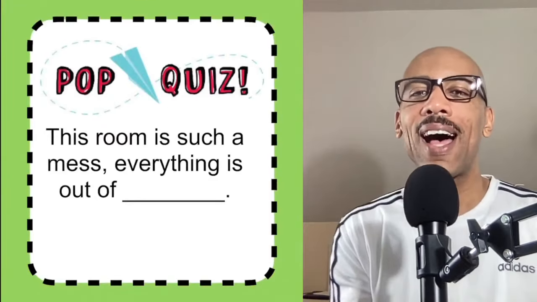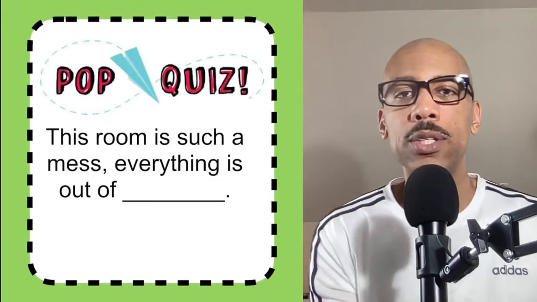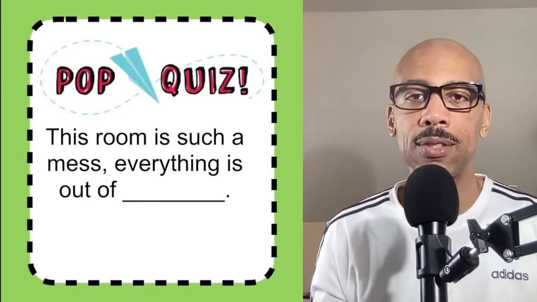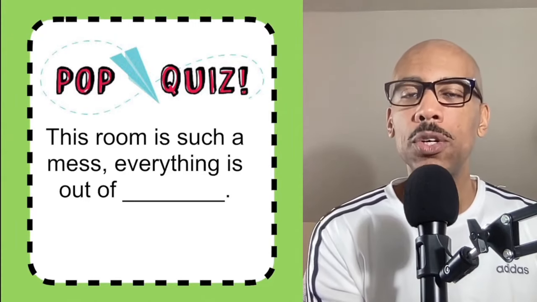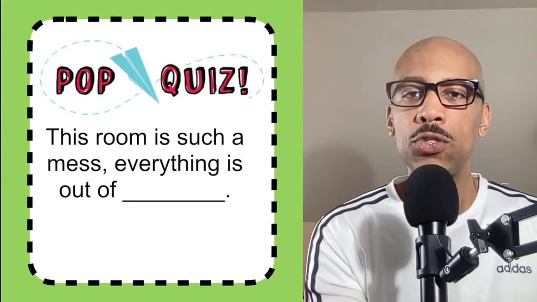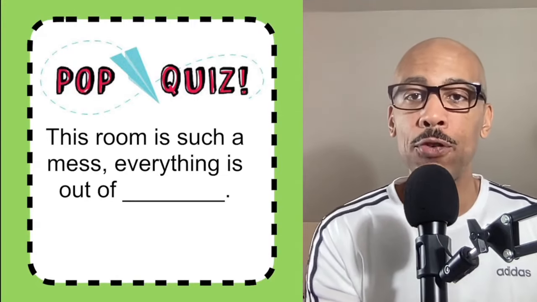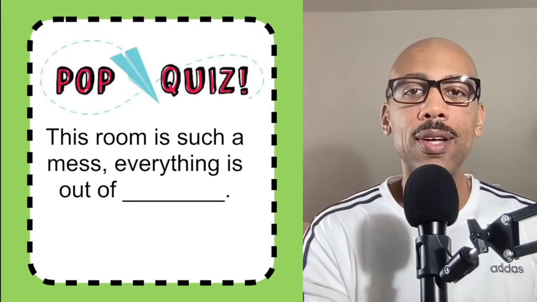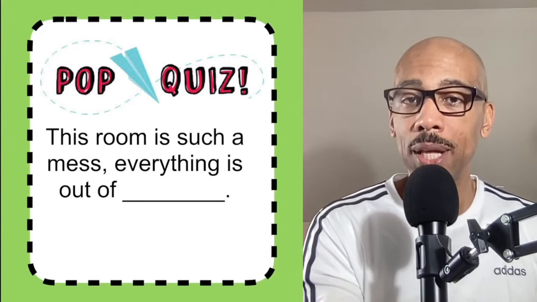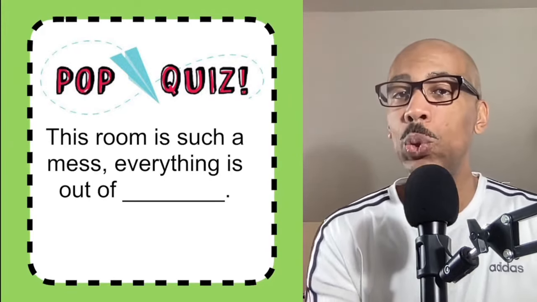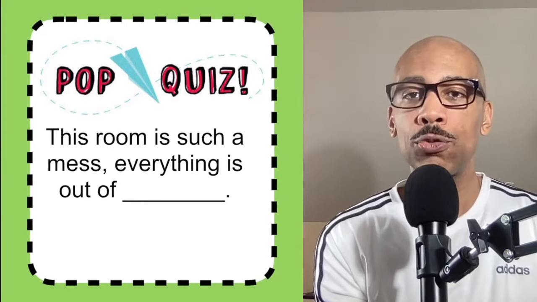All right, let's look at our next pop quiz question for section 2 of today's lesson. How would you complete this? This room is such a mess. Everything is out of blank. Now, this answer could actually be 2 different prepositional phrases.